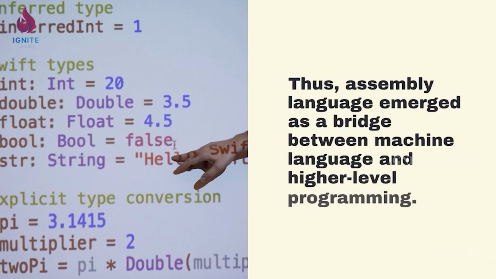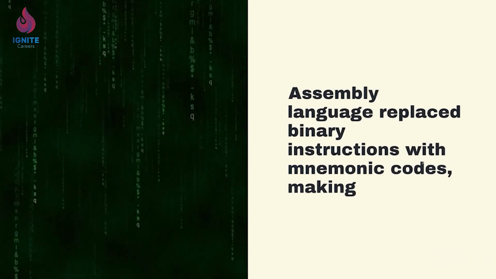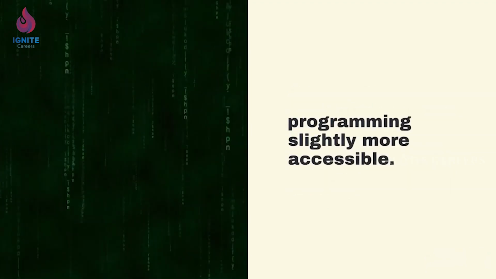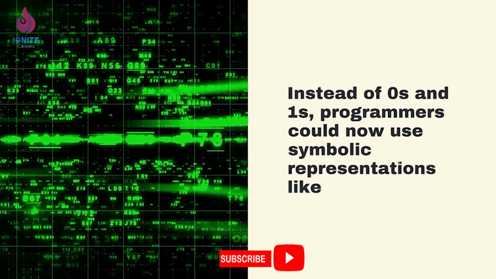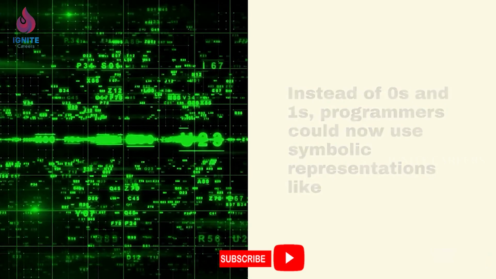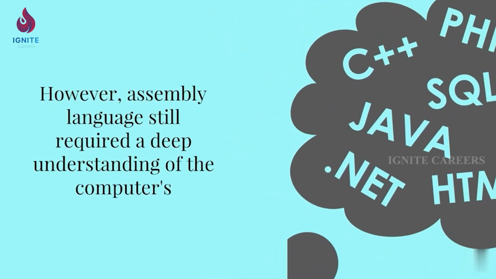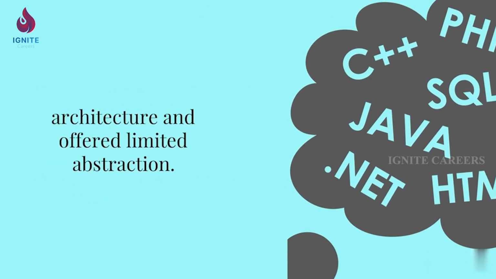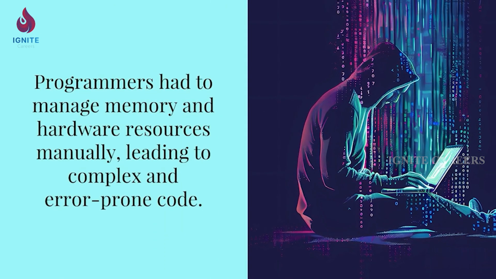As computers advanced, programmers sought a more human readable way to interact with computers. Thus, assembly language emerged as a bridge between machine language and higher level programming languages. Assembly language replaced binary instructions with mnemonic codes, making programming slightly more accessible. Instead of zeros and ones, programmers could now use symbolic representations like add, move, delete to convey instructions to the computer. However, assembly language still required a deep understanding of the computer's architecture and offered limited abstraction. Programmers had to manage memory and hardware resources manually, leading to complex and error prone code.